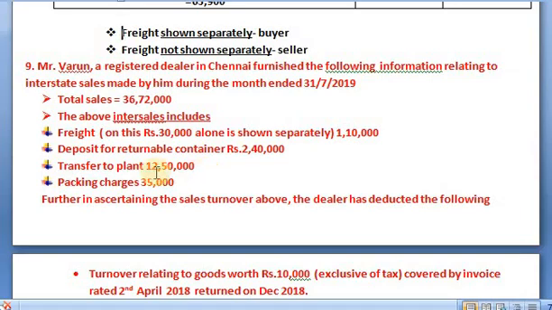Clear? So now what has happened here? Transfer to plant is a supply, so we do consider it as a sale. Since it is a supply, it is already included, so ignore here. If by chance it had not been included, we would add it, but they have already added it. So ignore. And next, let me repeat, transfer to plant.